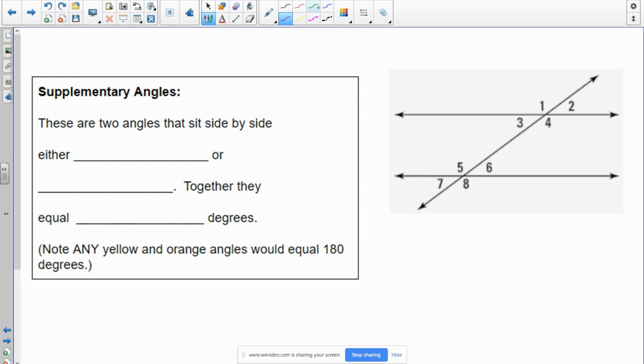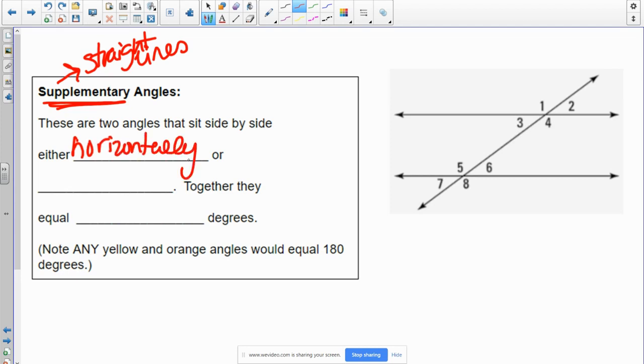We looked at alternate or supplementary, which means to me there are 2 angles that equal 180, and I always think about a straight line. So we're looking for straight lines when we're talking about supplementary angles. So these are 2 angles that sit side by side, either horizontally or vertically.